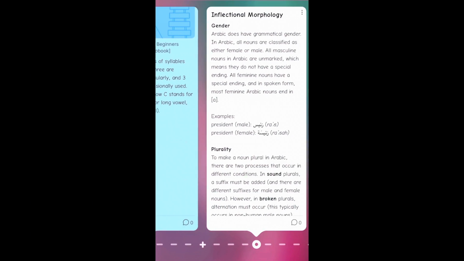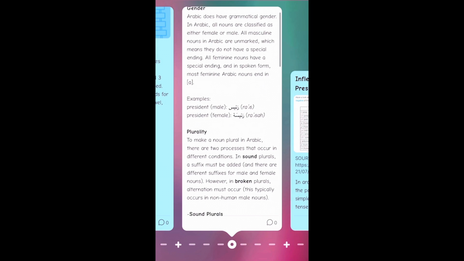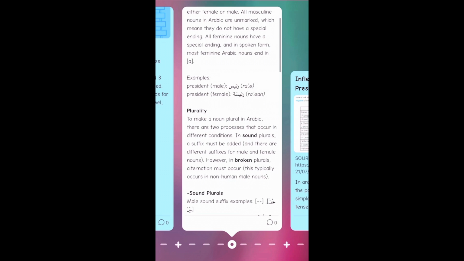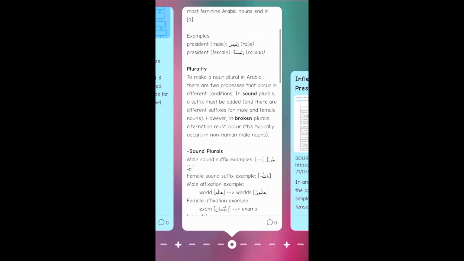Back to morphology. First, we'll start with gender. Arabic does have grammatical gender. In Arabic, all nouns are classified as either female or male. All masculine nouns in Arabic are unmarked, which means they do not have a special ending. All feminine nouns in Arabic have a special ending, and in spoken form, usually they end in ah.